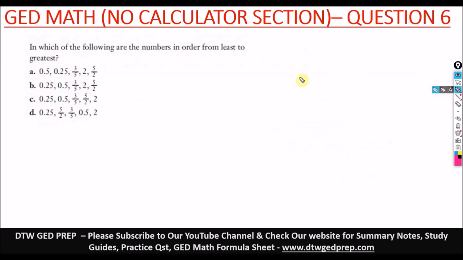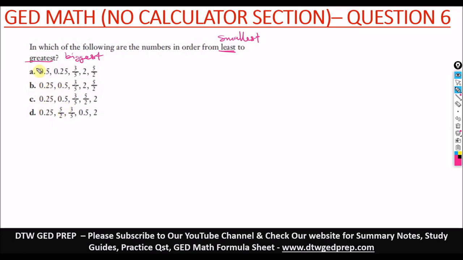Now we have this. This is question 6. It says, in which of the following are the numbers in order from least to greatest? That's from the smallest to the biggest, in case you get confused about least and greatest. It's just from the smallest to the biggest. Okay, so from here we can do elimination.